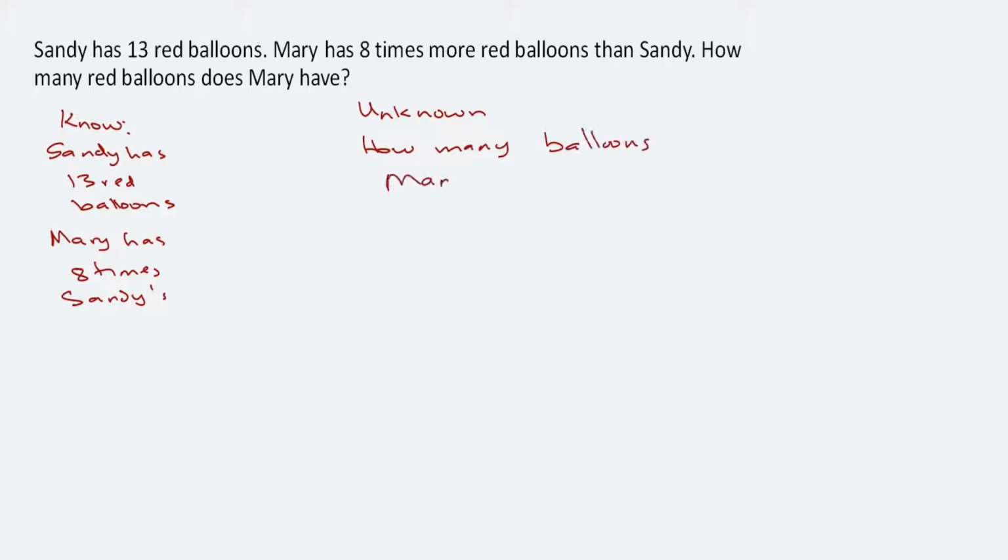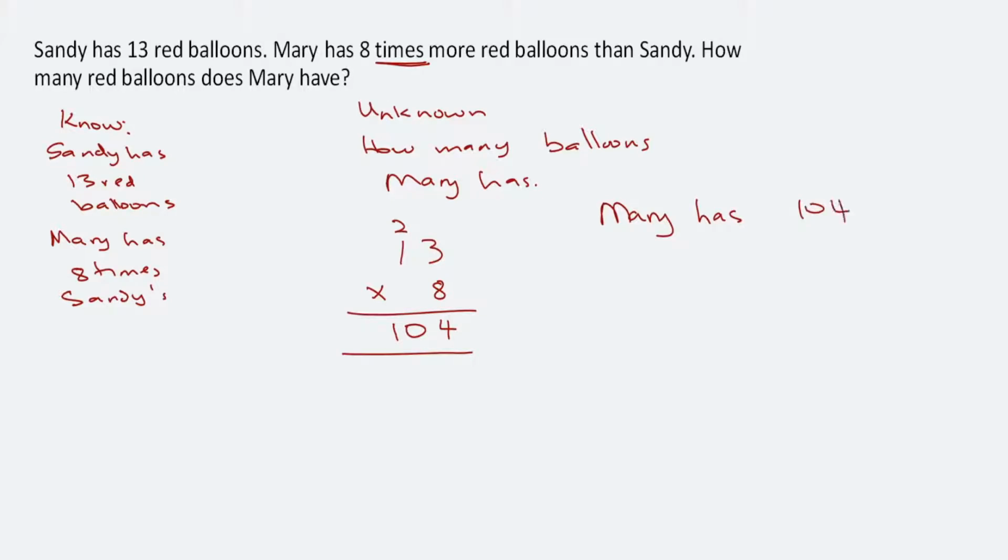balloons Mary has. What's the keyword here? We're looking at times. Times means multiplication. So what we're going to do here is multiply 13 by 8. 3 times 8 is 24. We have 4 here. We'll put a 2 up here. 1 multiplied by 8, we have 8 plus 2, 10. So this is 104. Therefore, we can say Mary has 104 red balloons.